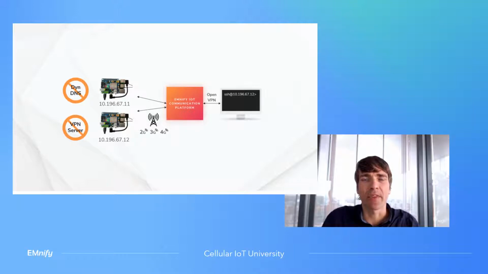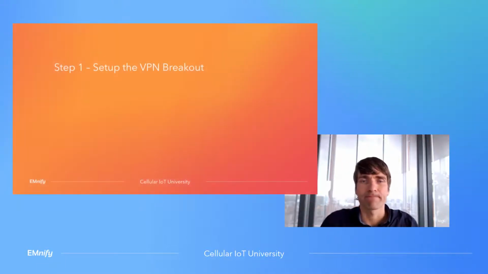All devices with an EMnify SIM card get a private static IP address. I will install a VPN client on my machine and connect it to the VPN service on the EMnify platform. In this way, I can directly log into all devices over a single VPN connection. I do not need a VPN gateway, VPN server, or dynamic DNS service on the device. Okay, now that the setup is clear, let me walk you through the 5-step setup process.